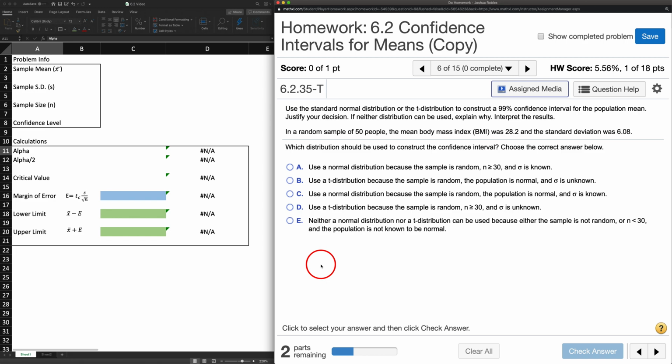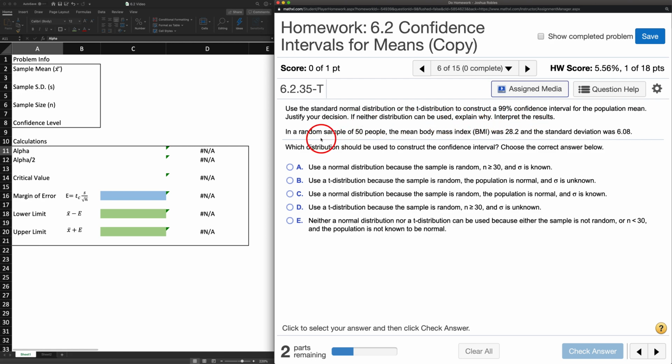Wanted to go through an example of using Excel to find a confidence interval, specifically for t-distributions. So I have an example problem here. It's asking us to either use the normal distribution or the t-distribution. We'll see that this ends up being a t-distribution problem. We're going to want to find a 99% confidence interval, and then we're going to interpret those results.